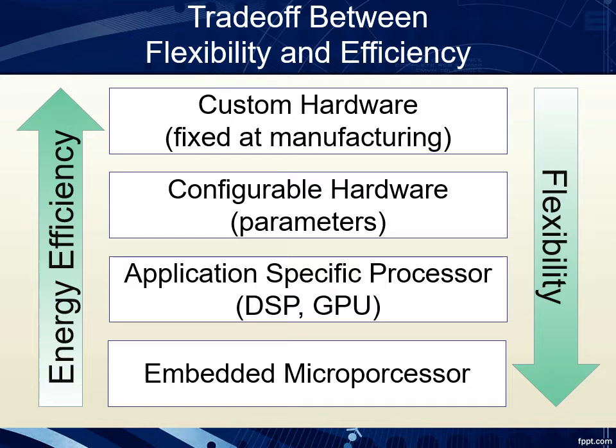Basically, it is hardware that has some parameters which can be changed by software. The trade-off continues as we go lower through the scale: application-specific processor, then embedded microprocessor, still adding more flexibility but getting less and less energy efficient.